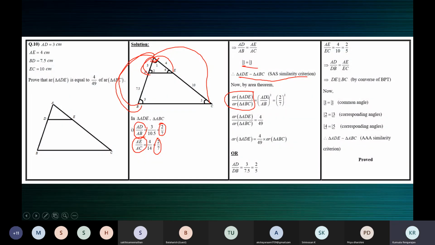I don't know. I'll share the picture with you on WhatsApp, children. Just ignore this. But this is the procedure.